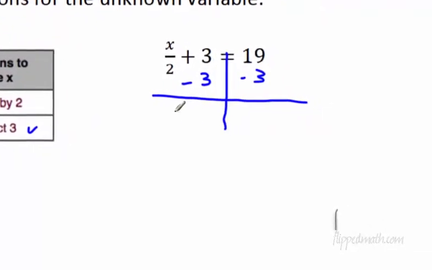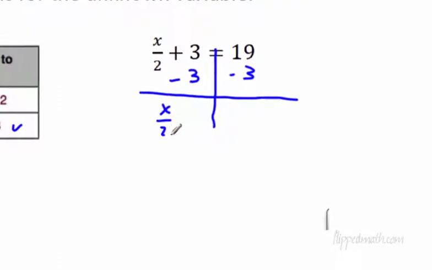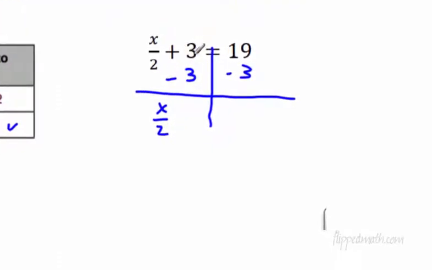There's nothing underneath it, so we just write x over 2. We add 3 and subtract 3, and they cancel each other. We have 19, we subtract 3, and that's going to equal 16. Notice where the line is, that's where our equal sign is. So here we have x over 2 equals 16. It's that simple. That's the end of the first step.